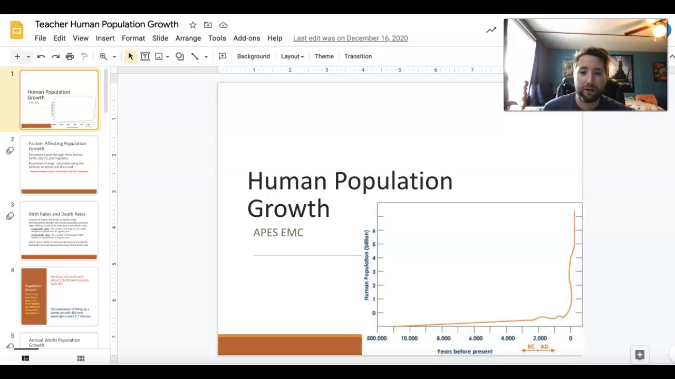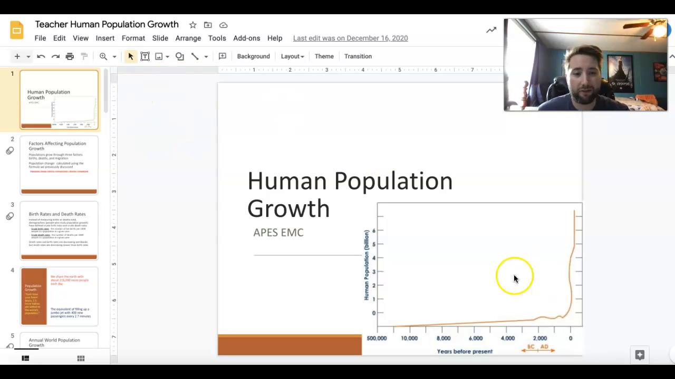Today I want to talk about human population growth. We're going to talk about different population dynamics this week in class, and then on whatever your second in-person day is, we're going to talk about some case studies from different countries, such as China, Russia, Austria, India, and other places, and how they're trying to control human population growth.